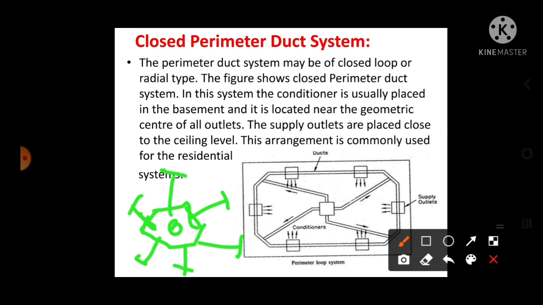So these are the three types of general duct system, that is the closed loop perimeter and radial perimeter duct system and extended plenum duct system.